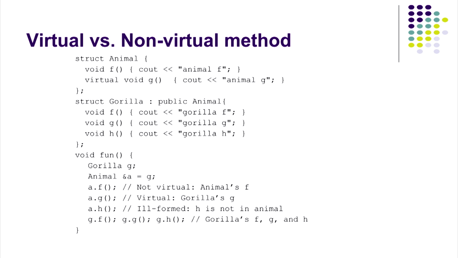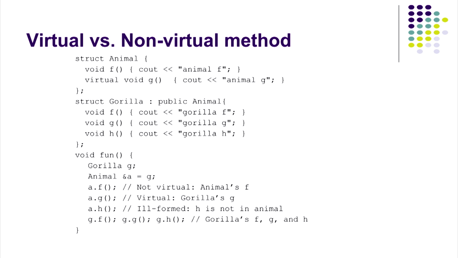So first, let's just look at a little example. It may be hard to read on this slide, but to make sure we understand the difference between a virtual method and a non-virtual method, I'll talk it out. So here we have a struct animal with a method named F that prints animal's F, and a virtual method named G that prints animal's G. And then we have a struct gorilla that inherits from animal that has an F, G, and an H, each of which prints gorilla's F, G, or H.